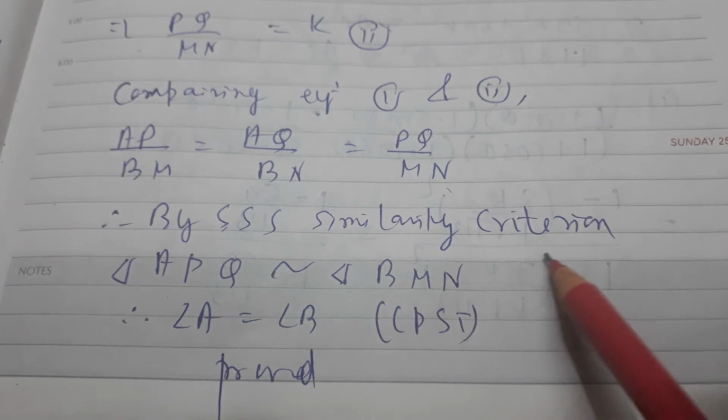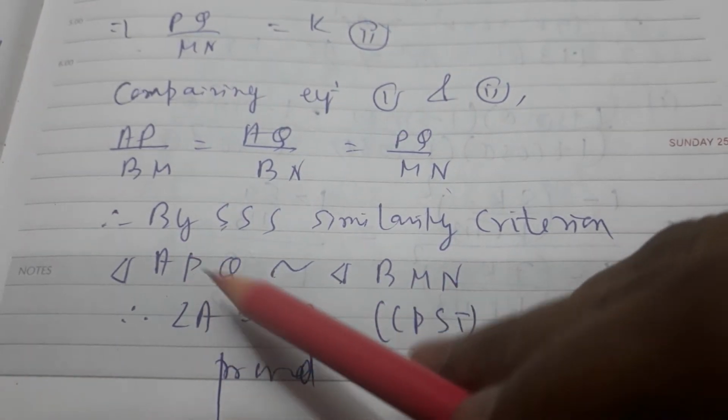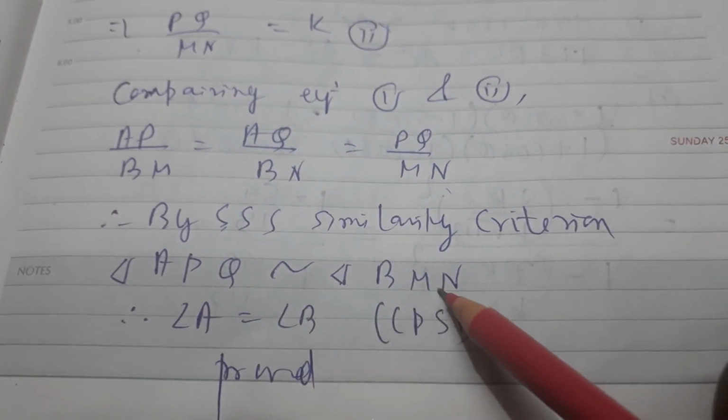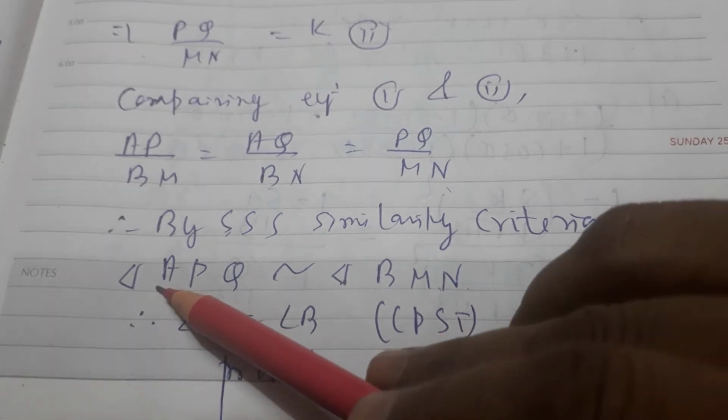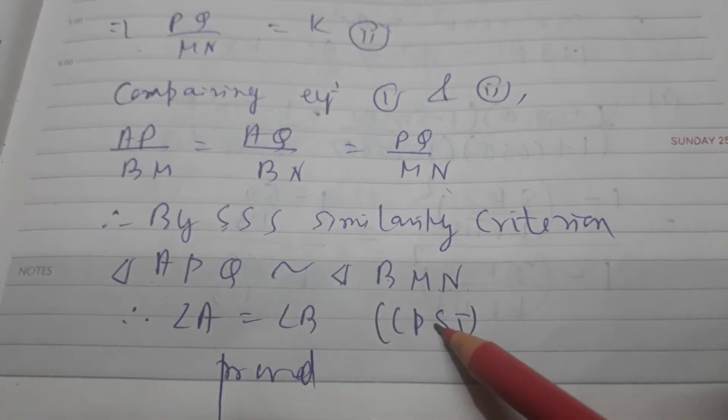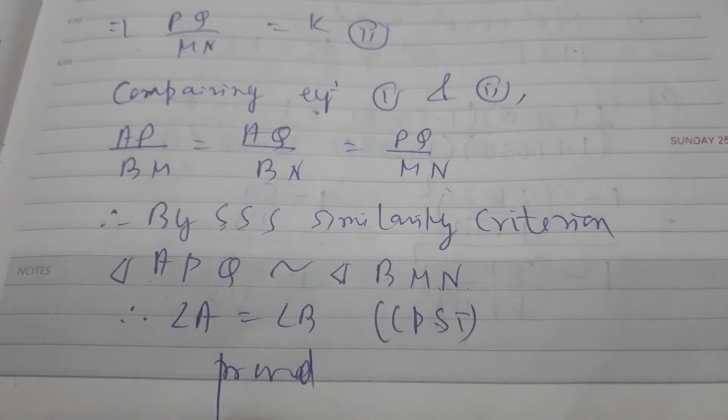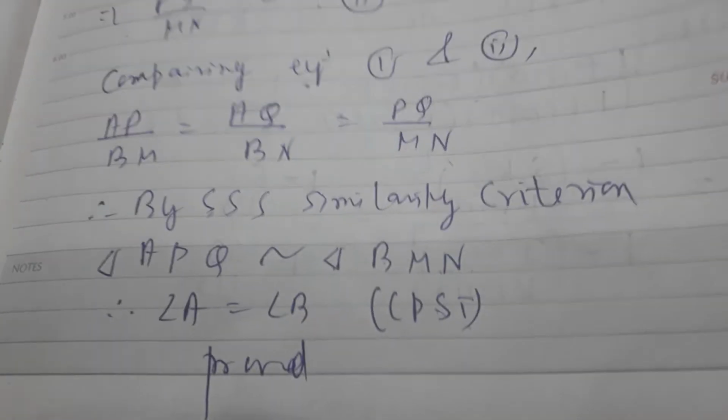Show by SSA similarity criterion triangle APQ is similar to triangle BMN. Show angle A equal to angle B by CPST. So it is proved.